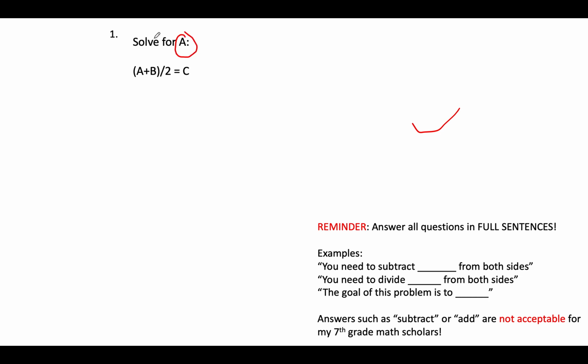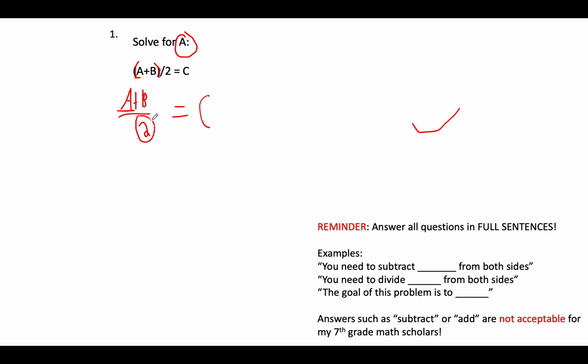Our first equation says the following: A plus B, that entire quantity divided by 2, equals C. So I'm going to write this as A plus B, that entire quantity divided by 2, equals C. We want to get this A by itself, so we need to perform a bunch of inverse operations in order to isolate the variable we want to find, A. The first thing we're going to do is get rid of this 2 here.